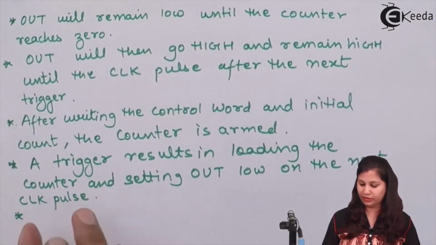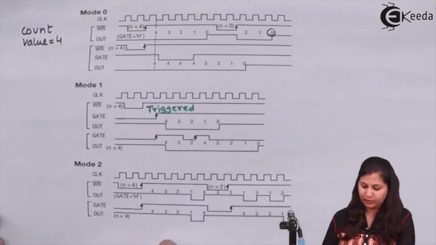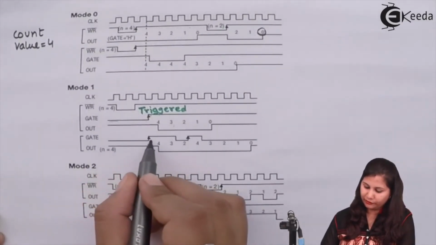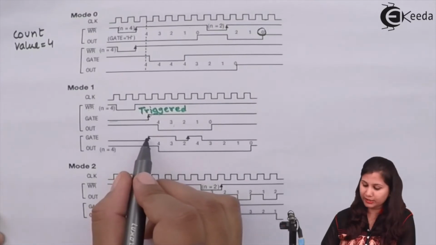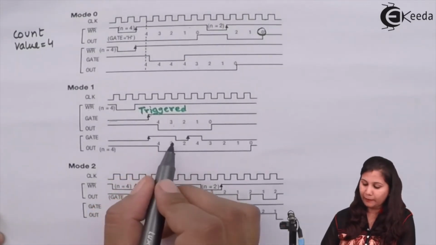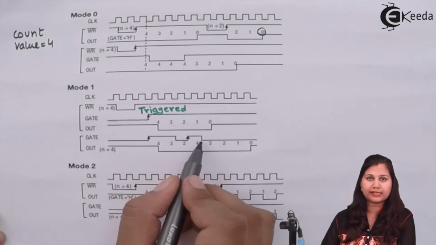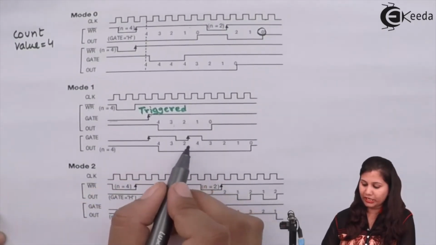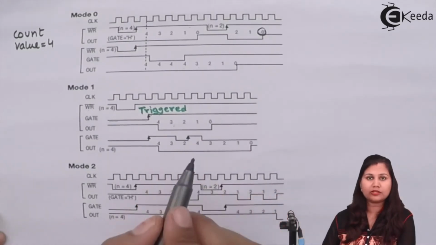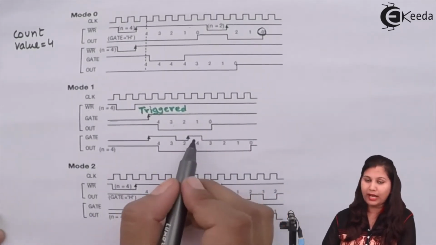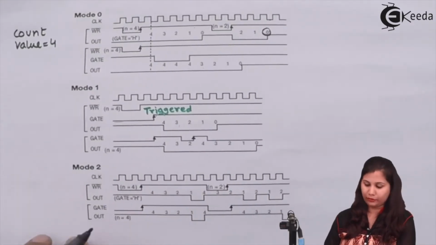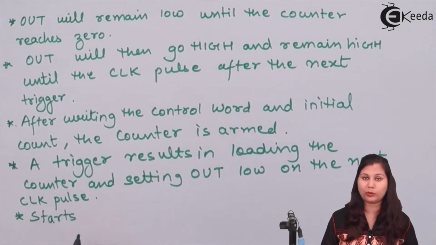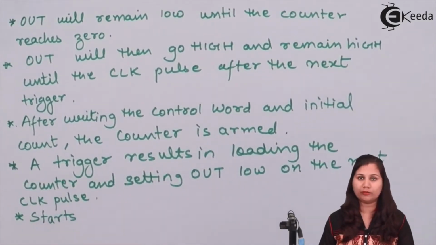And this triggering results in starting the one shot pulse. Here, when the first trigger is given, counting has started, but if in between another trigger is given by the gate signal, then again the counter is reloaded and counting has started again, and this will generate one pulse which is known as the one shot pulse. So this starts the one shot pulse. That is why this mode is known as programmable one shot mode.